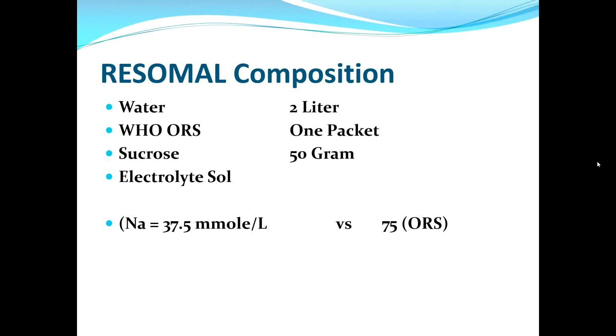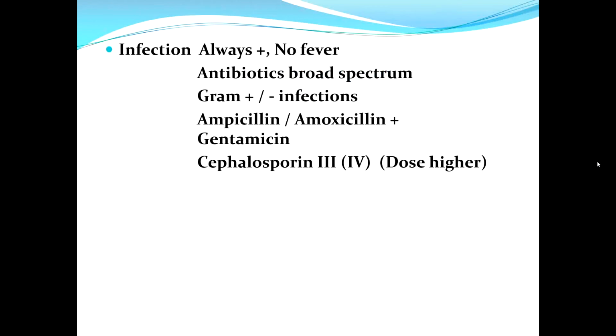The sodium is almost half. The normal standard ORS has got 75 millimol, while ReSoMal has 37.5. Potassium is 40 millimole compared to 20 in standard ORS. We can add a limu, a squashed lemon, in it to make the potassium content higher.